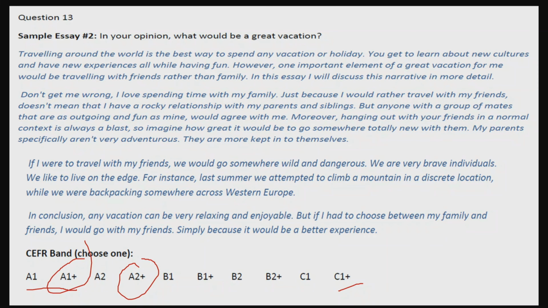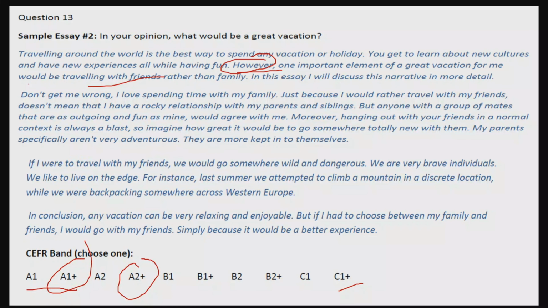Traveling around the world is the best way to spend any vacation or holiday. You get to learn about new cultures and have new experiences, all while having fun. However, the important element of a great vacation for me would be traveling with friends rather than family. In this essay, I'll discuss the narrative in more detail. So you can see here that this person has taken a good start and has given a proper introduction. There is a usage of connectives as well. You don't see any spelling errors, and this person knows how to address the audience in a very gripping manner.